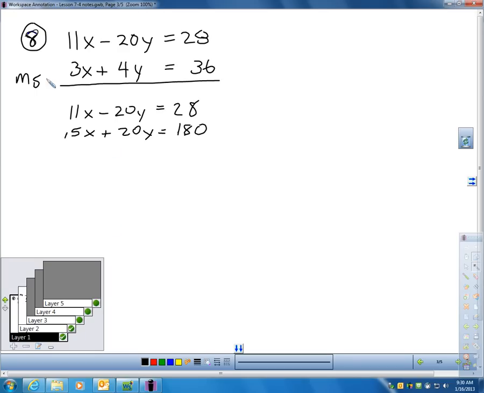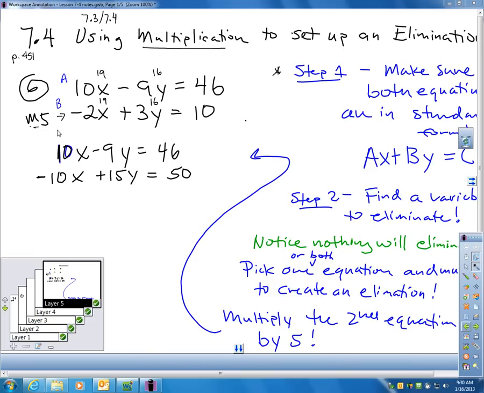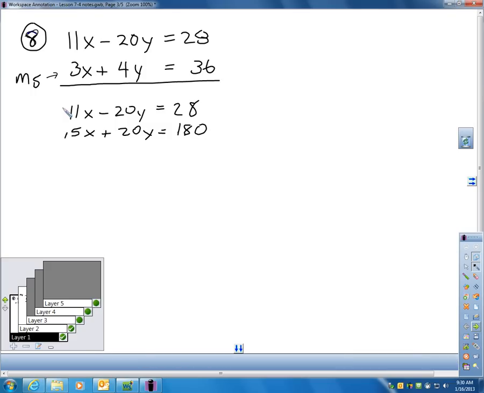So I'm going to multiply the second equation by 5. Now, it's just a coincidence, I have to make that clear, that I happen to multiply by 5 on these first two problems. I'm not always going to multiply by 5. So equation A didn't change. It's still 11x minus 20y equals 28.